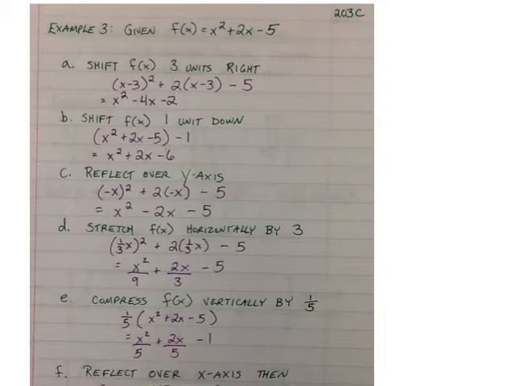The horizontal stretch by a factor of 3 means take all of the x's and replace them with 1/3 x. And that'll horizontally stretch it by 3. So we plug in 1/3 x, and we distribute the square, and we get x squared over 9 plus 2/3 x minus 5. If we want to vertically compress the whole function by, we'll say, 1/5, what we're doing is we're taking the whole function and multiplying it by 1/5, which gives us x squared over 5 plus 2x over 5 minus 1.